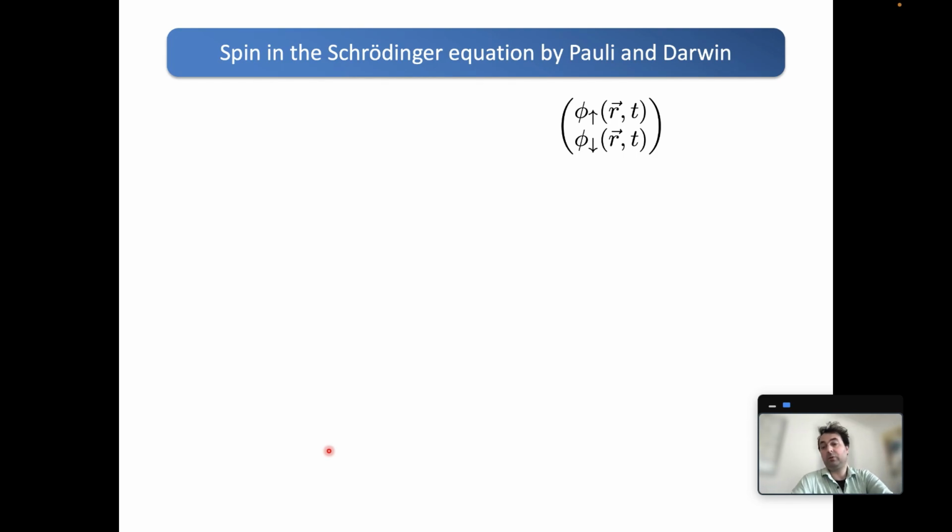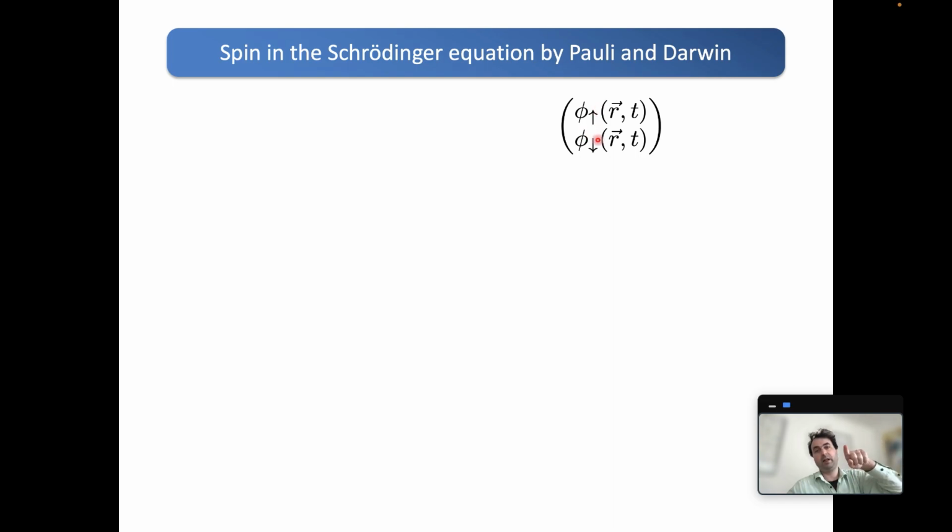And Pauli and Darwin said, well, when the electron is a spin 1/2 particle, then we should not have one complex number for each point in space, or for each coordinate of the electron, but we need two complex numbers. One related to the prefactor of a basis vector with spin up, and one related to the coefficient for a basis state with spin down. And then if you have an electron with spin up, it's basically the vector (1, 0). If it's an electron with spin down, it's (0, 1).